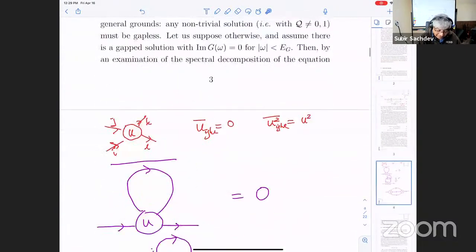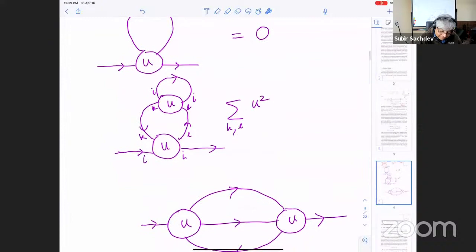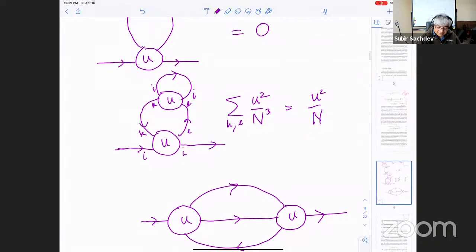So if I look at this diagram, I have 1/n³. And there's a free sum over K and L. So that gives me U²/n, which goes to zero as n goes to infinity. So we can even forget about that one.